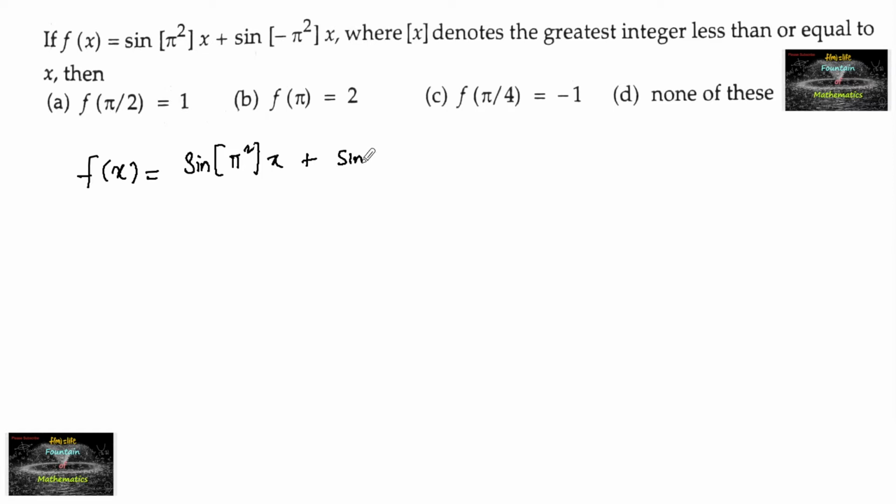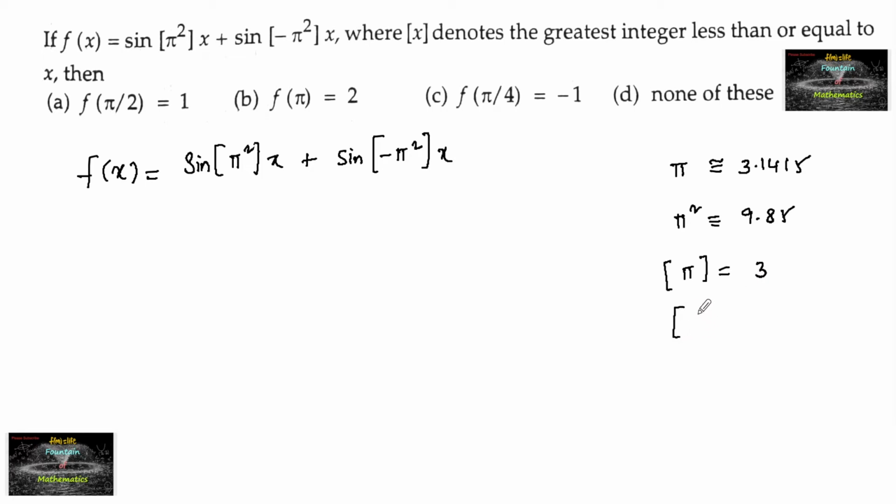Since given f of x is equal to sine of step of pi square x plus sine of minus step of minus pi square x, and since we know the approximate value of pi is 3.1415, pi square can be taken as approximately 9.85 or 9.86. Then the step of pi can be taken as the greatest integer less than or equal to 3.14, which is 3, and step of pi square is the greatest integer less than or equal to 9.85, which is 9.